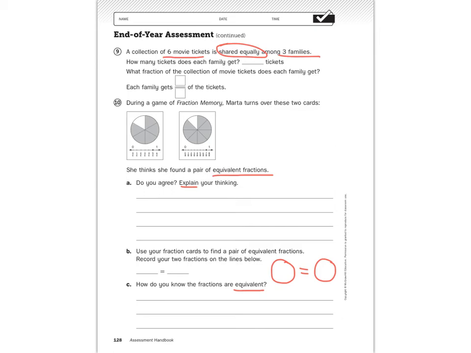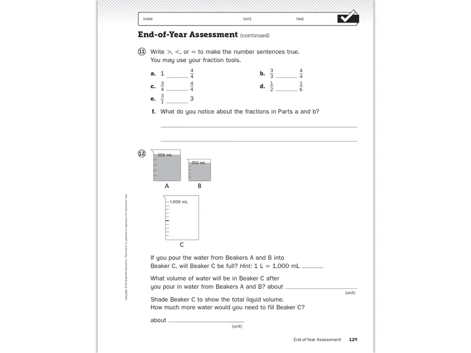Going on to the next page for questions 11 and 12. For 11, you're doing different comparison symbols there, and I wrote you a tip on your actual test in this area to explain what those symbols mean, and you need to compare those fractions and whole numbers to each other. And then what do you notice about the fractions in part A and B? So that's talking about, what do you notice about this fraction comparison and this fraction comparison, and you're answering that right there.